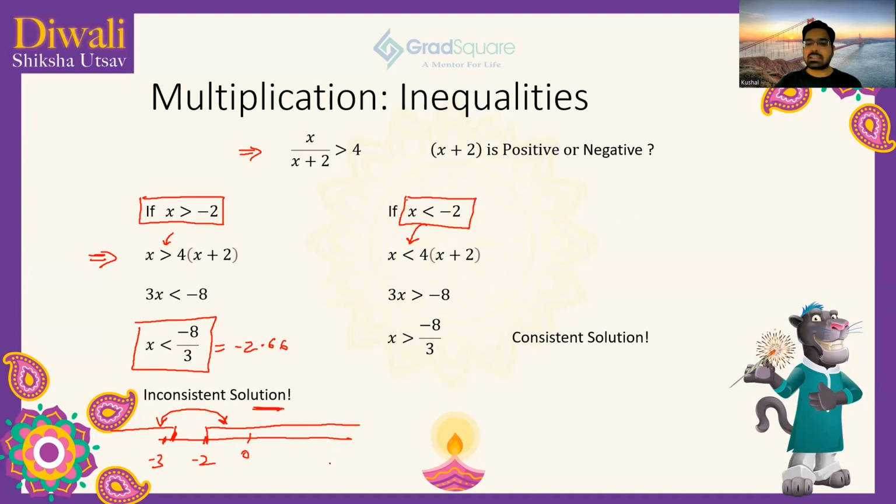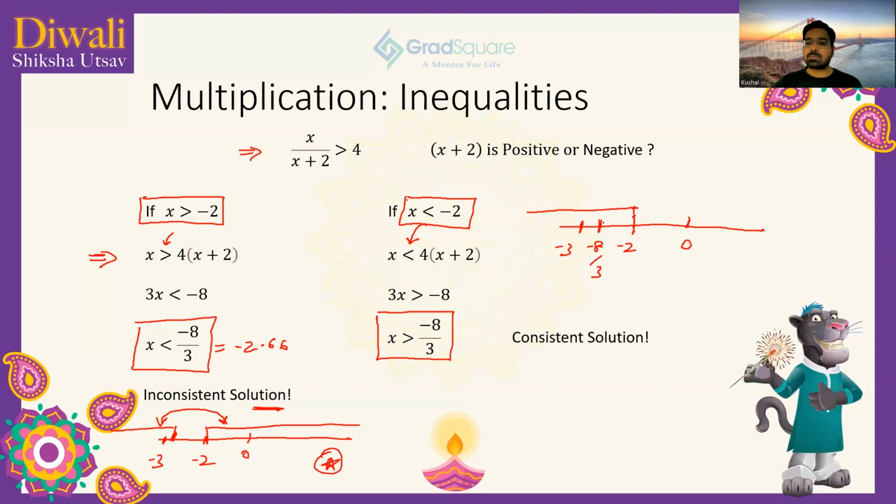Let's try to run the same experiment that we had done over here. We are looking at x less than minus 2. So let's say over here you have a minus 2. Over here you have a 0. And where is x less than minus 2? It is over here. This entire region is x less than minus 2. Now what is this throwing up? x greater than minus 8 by 3. Minus 8 by 3 is where? Suppose this is minus 3. Minus 8 by 3 is somewhere over here.